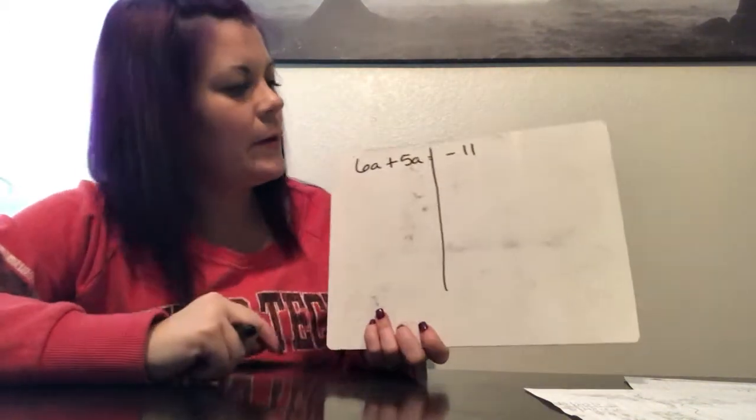Okay, multi-step. I didn't want to make the videos too long, so multi-step. So we have 6a plus 5a equals negative 11. I'm going to split it just like you did in my intro video.